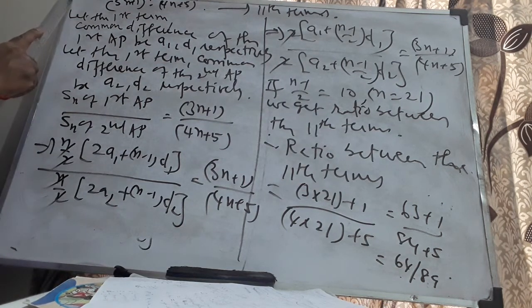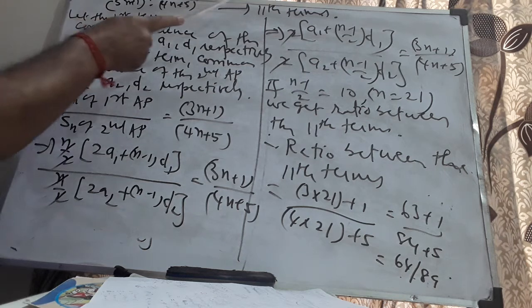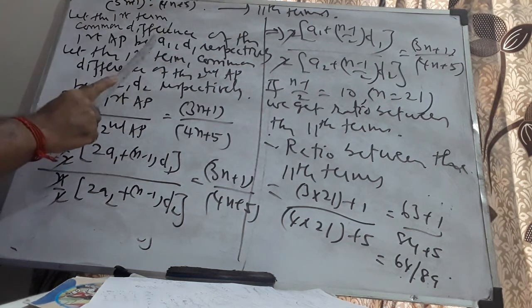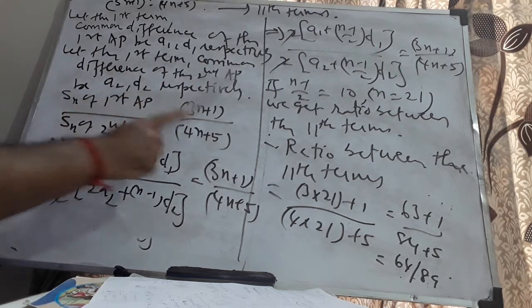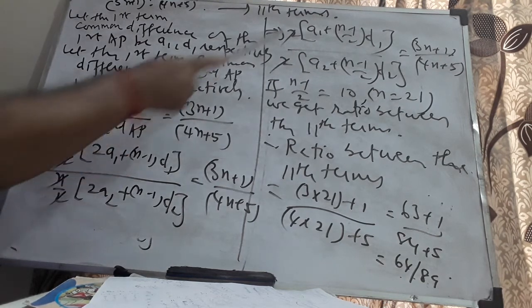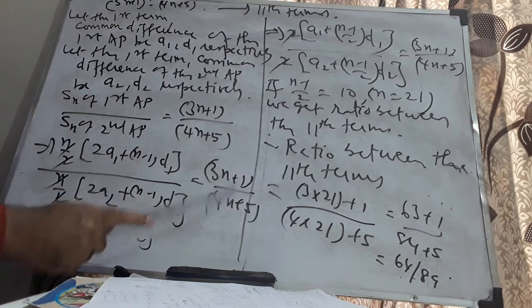I haven't written the question, I have just dictated. The ratio between the sum of first n terms of two APs is 3n plus 1 is to 4n plus 5. Find the ratio between the 11th terms. Let the first term and common difference of the first AP be A1, D1 respectively. Let the first term and common difference of the second AP be A2, D2 respectively. Sn of first AP by Sn of second AP is equal to 3n plus 1 by 4n plus 5. That is what is given in the question. n by 2 into (2a1 plus (n minus 1) d1) by n by 2 into (2a2 plus (n minus 1) d2) is equal to this much.